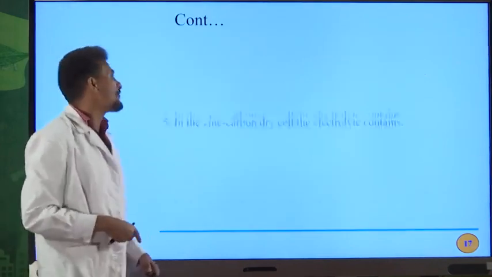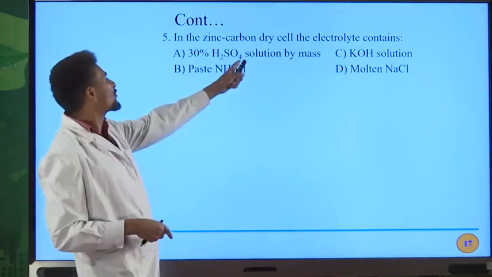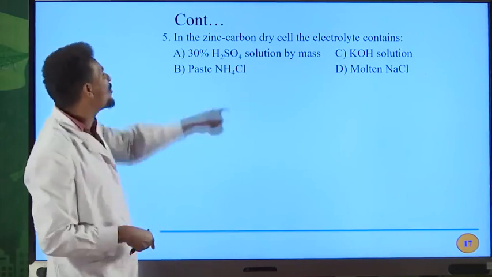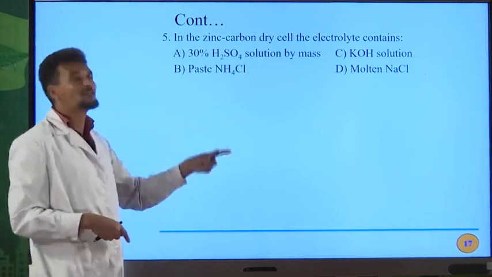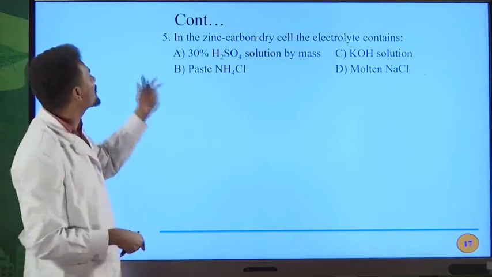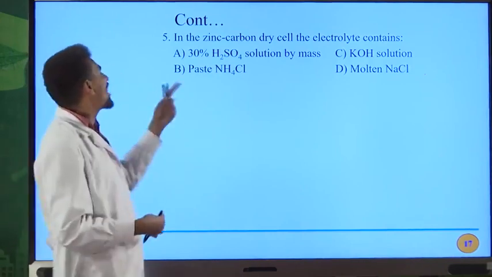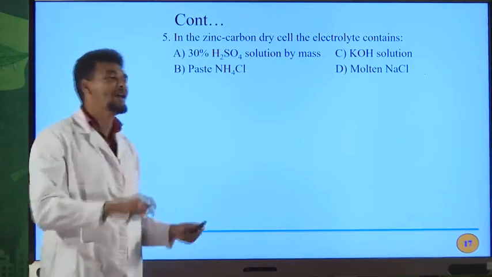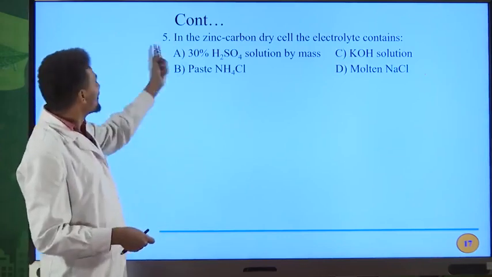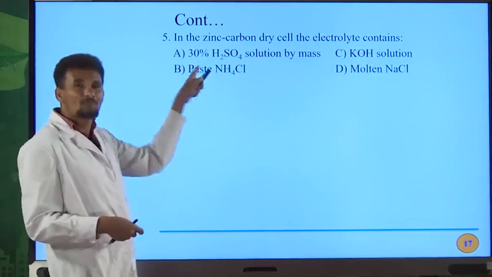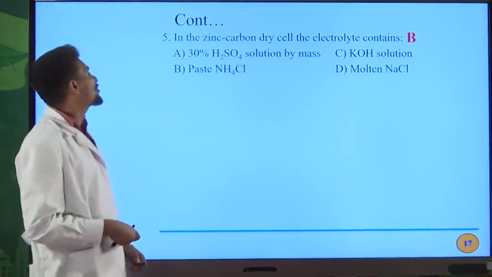Okay, question number 5. It says in the zinc carbon dioxide cell the electrolyte contains A, 30% sulfuric acid solution by mass, B, paste of ammonium chloride, C, potassium hydroxide solution, D, molten sodium chloride. The correct answer for this question is paste of ammonium chloride. Already we have seen this one. Zinc carbon dioxide or Leclanché cell. Your electrolyte in Leclanché cell is a paste of ammonium chloride, manganese oxide, zinc chloride and powdered carbon. Therefore in the zinc carbon dioxide cell the electrolyte contains paste of ammonium chloride. So B is the correct answer for question number 5.